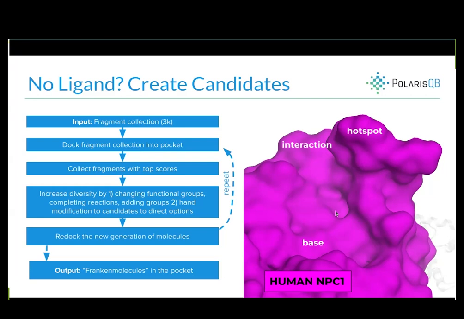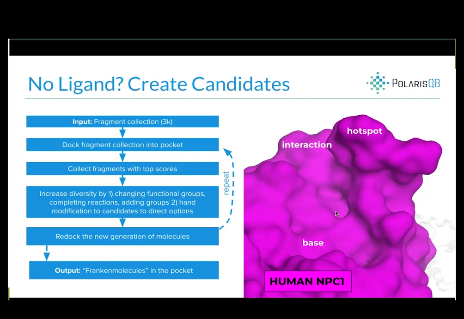So we can also do hand modifications to these fragments to direct our options. And then we redock the new generation of molecules, and we do that over and over until the fragments grow into a diverse set of small molecules all across this large interface. So these small molecules we call Franken molecules because we're taking available fragments and then combining them into small molecules.